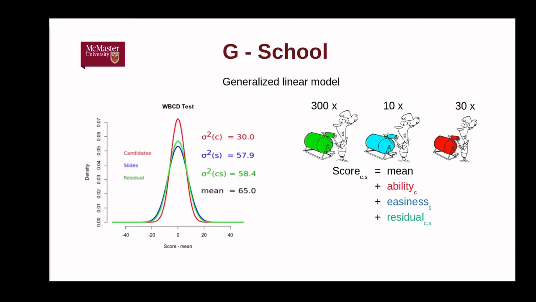In other words, we consider each individual raw score consisting of the sum of the sample mean plus 3 components, one each for candidate, slide, and residual errors drawn from the appropriate distributions. As a result, whenever a candidate's ability is higher or the slide is easier to interpret, the score goes up. Conversely, when a candidate is less able or the slide is more complex, the score goes down.